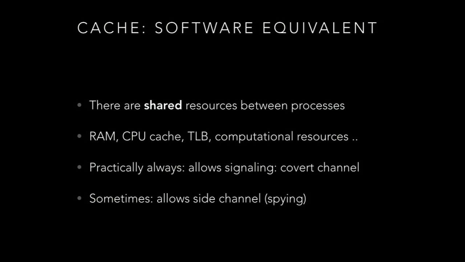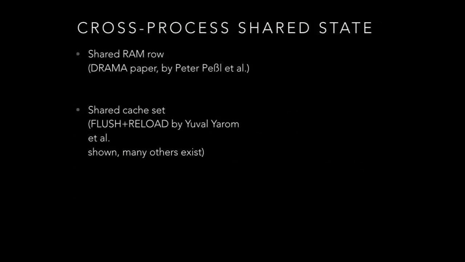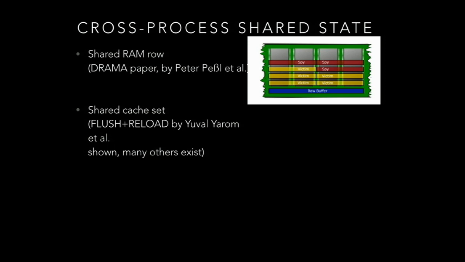Whenever you share a resource, this practically always allows you to send secret messages to each other by observing the state of that resource. Depending on what you observe, you see that the other party that's also seeing this resource is sending you a message. We call that a covert channel. And also sometimes that allows for leaking information that the other party is not cooperating with, and these things could be secrets. So we call that a side channel. An example of this is that you might share a row in RAM.